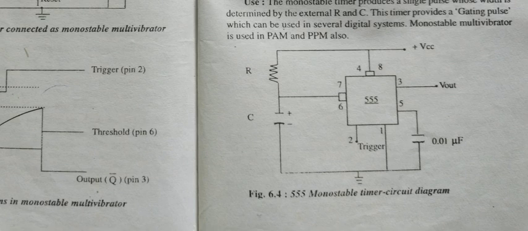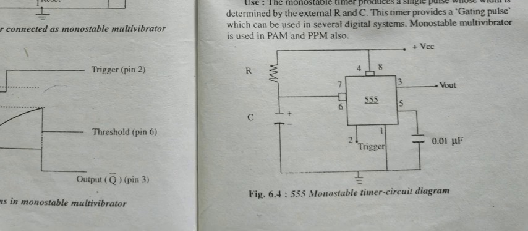Pin number 1 is used for what? Pin number 1 is used as ground. Then pin number 5 is bypassed to ground through a small capacitor. This provides noise filtering for the control voltage to avoid accidental reset of pin number 4. It is connected to the supply voltage.